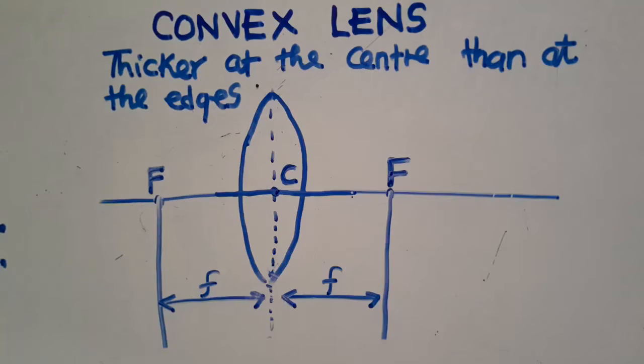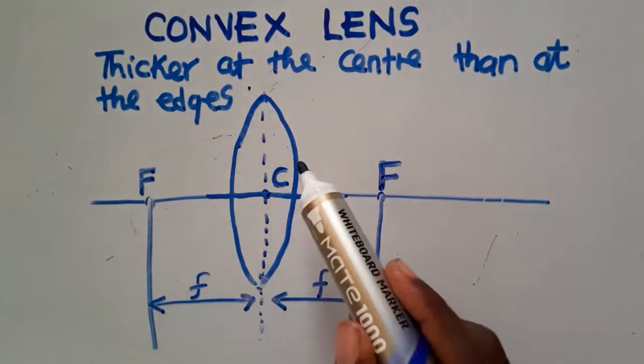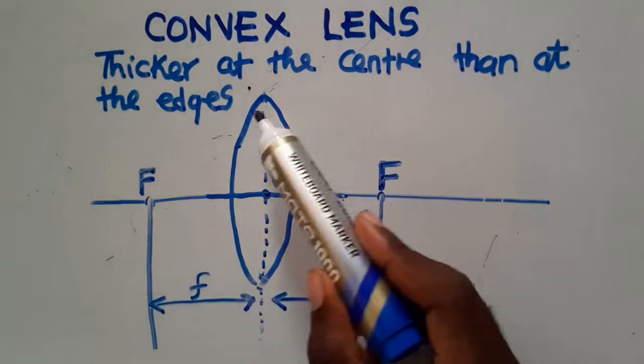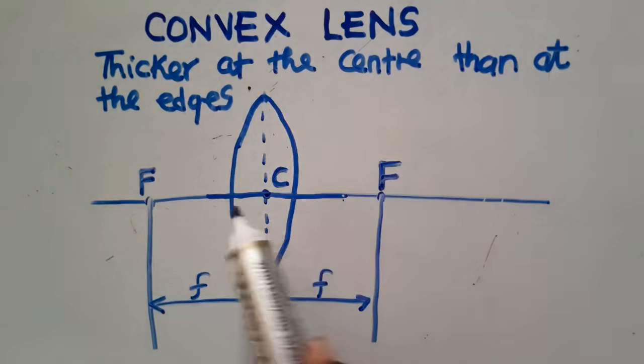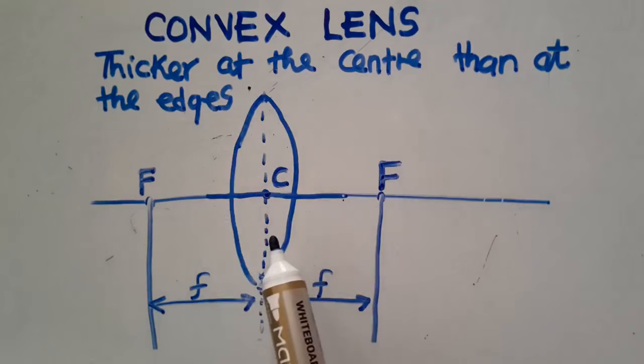Before I proceed, what I want you to know and understand is that convex lenses are thicker at the center than at the edges. This is what I've just illustrated. The center is thicker. Have you seen? Than at the what? At the edges. This is the reason why it is called a convex lens.